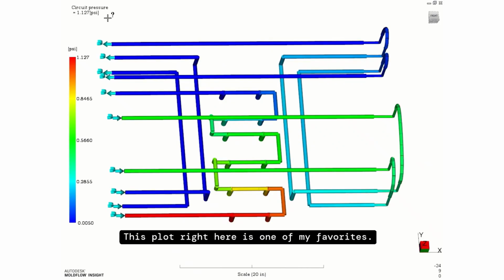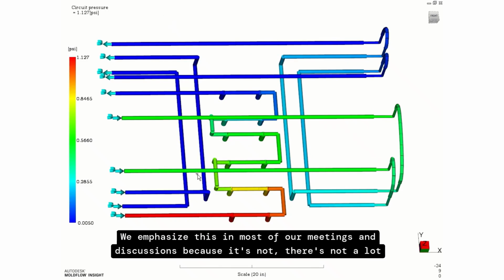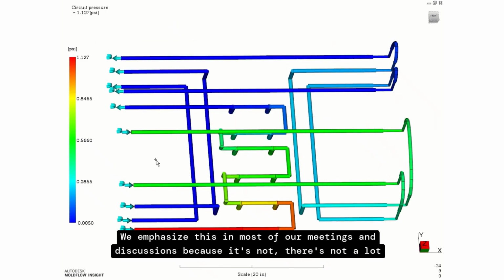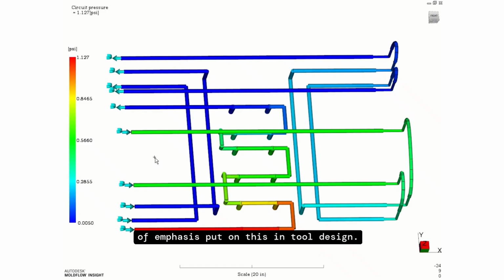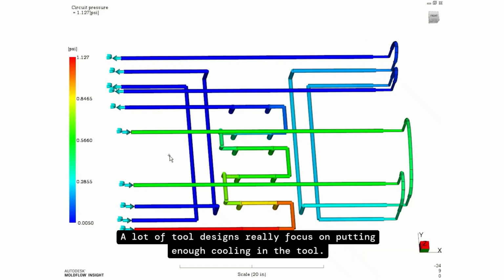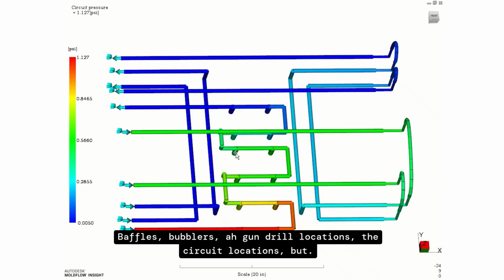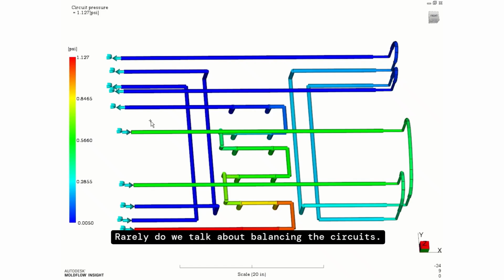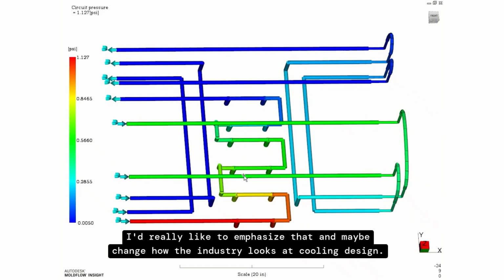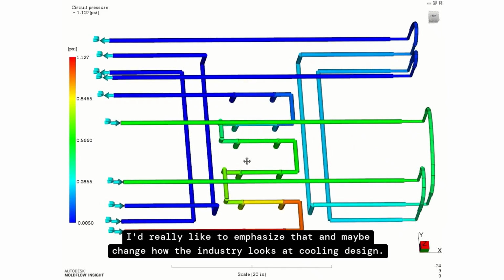This plot right here is one of my favorites. We emphasize this in most of our meetings and discussions because there's not a lot of emphasis put on this in tool design. A lot of tool designs really focus on putting enough cooling in the tool: baffles, bubblers, gun drill locations, the circuit locations. But rarely do we talk about balancing the circuits. I'd really like to emphasize that and maybe change how the industry looks at cooling design.